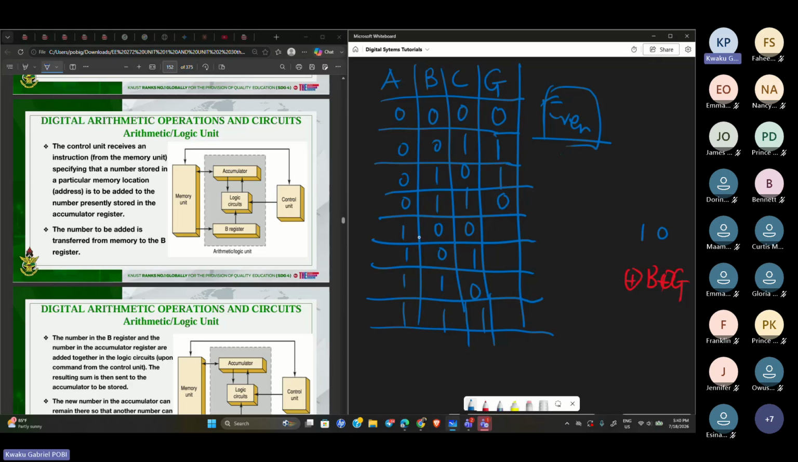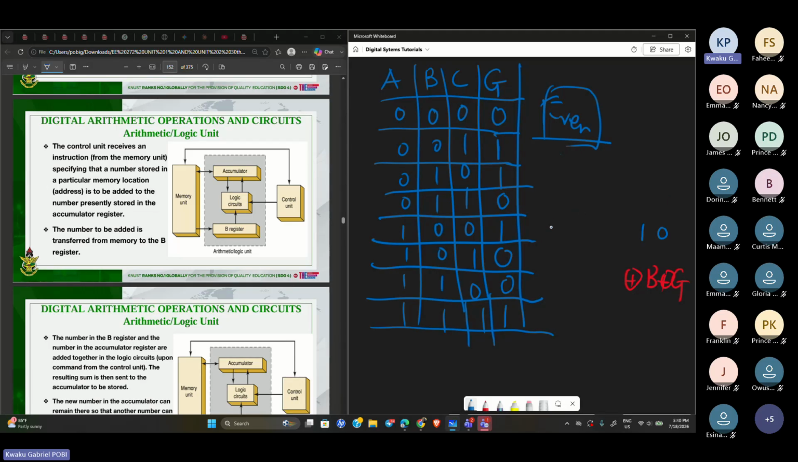Now here I have 1 1, so I will append a 1 to make it even. 1 0 1, I have 2 1s, so append a 0 because they are even number of 1s. Here too you have 1 1 0, so I'll append a 0. And here I have 3 number of 1s, which is odd, so I have to append a 1 to make it even. So basically, this is the parity generator for a 3-bit input, right? Yes, a generator for a 3-bit input.